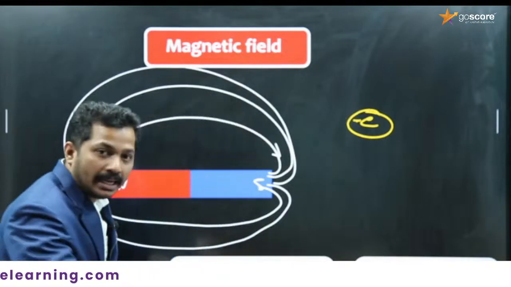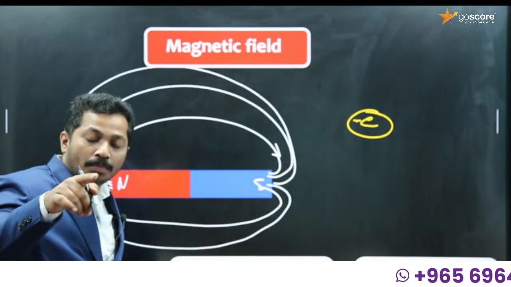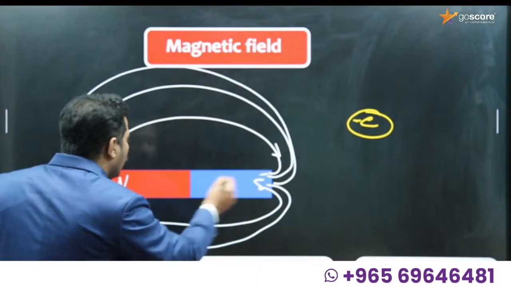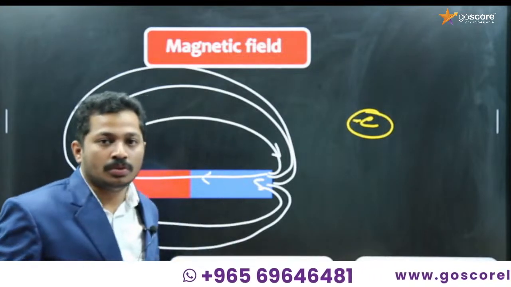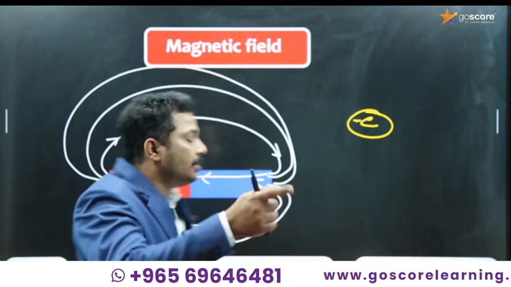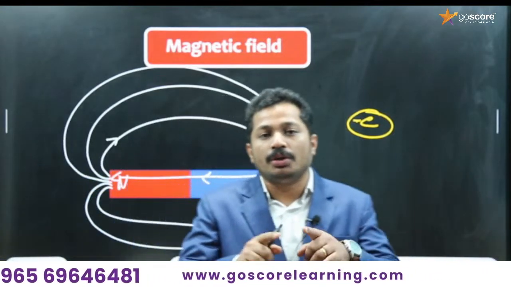What will be the direction of the magnetic field inside the magnet? Magnetic field always forms a closed loop. So simply, the direction of the magnetic field inside a magnet is from the south pole to the north pole, but outside the magnet its direction is from north to south. Do you remember the letter used to denote magnetic field?